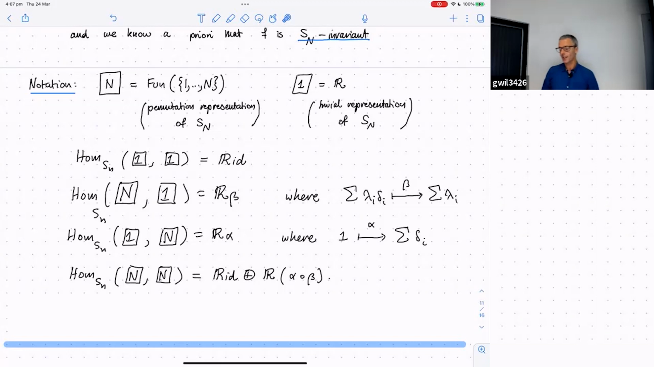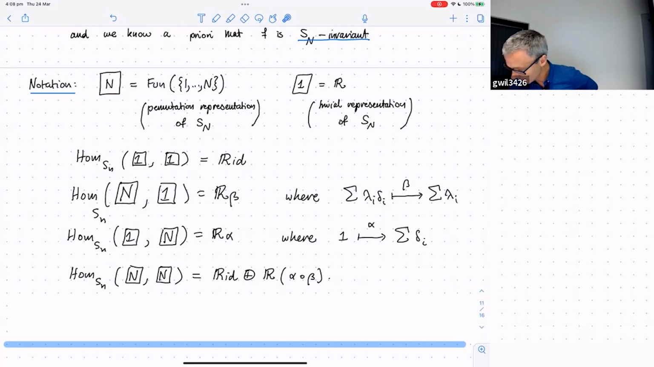Now, a little bit trickier, this would be a second week exercise in representations of a symmetric group or something: HOM from this permutation representation to itself is two-dimensional. It's spanned by the identity and the map that sums up the coordinates and multiplies that sum by the constant function.